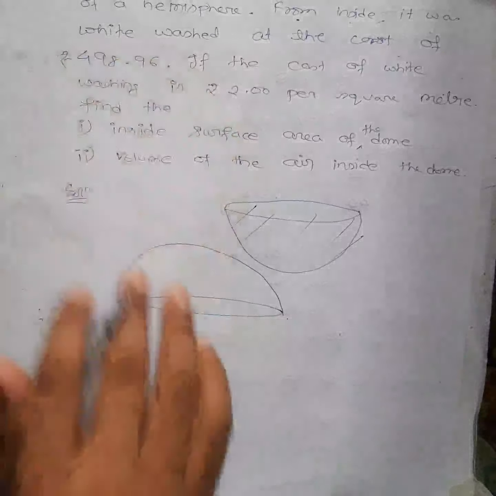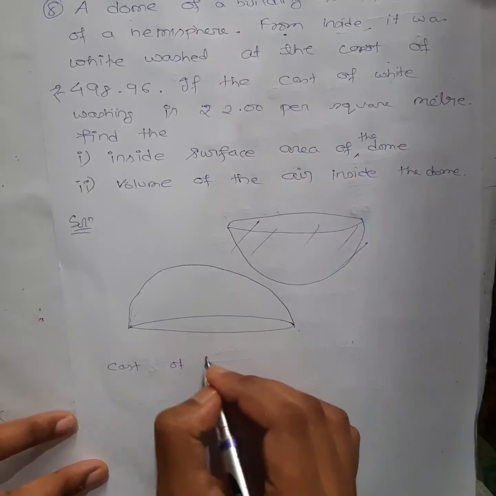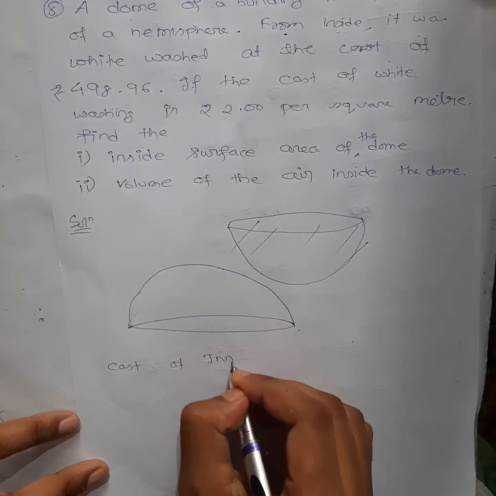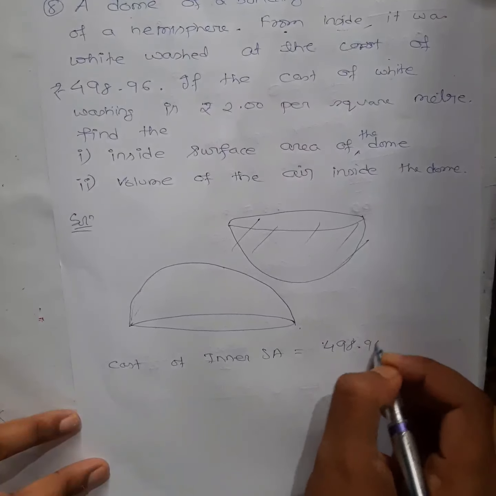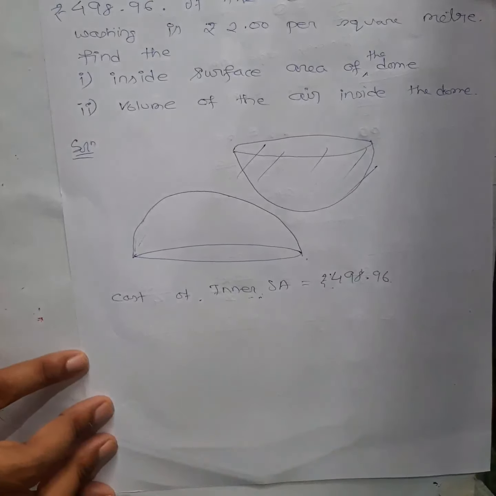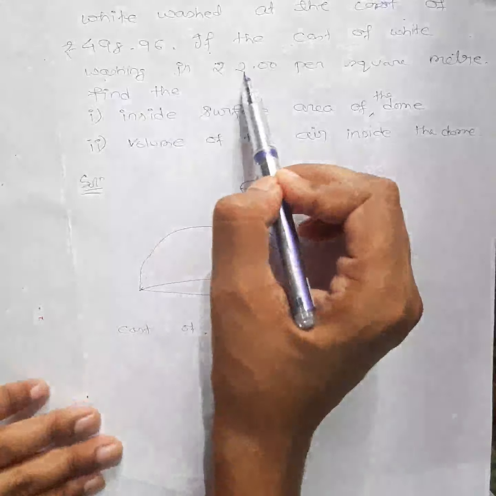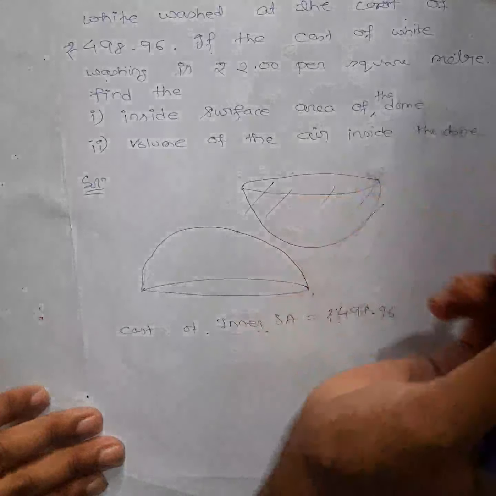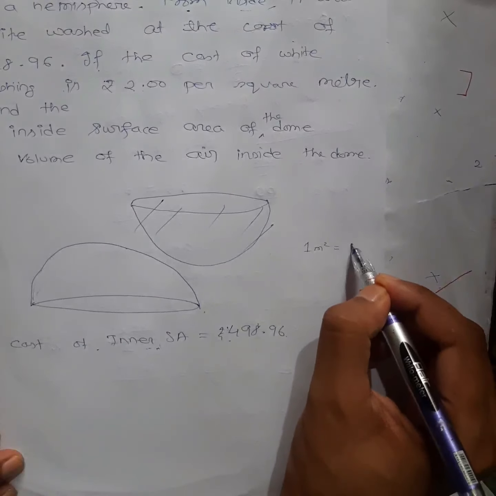At the cost of 498.96 rupees. So the cost of the inner surface area is given as 498.96 rupees, right? So this will give you the surface area, with only some information you will need. Anyway, they have said that the cost of whitewash is 2 rupees per square meter, so for 1 meter square the cost is 2 rupees.